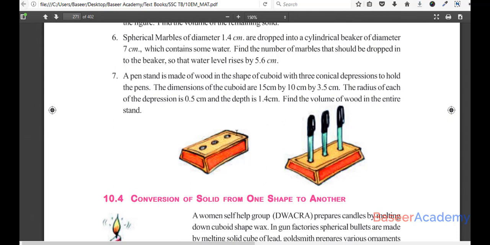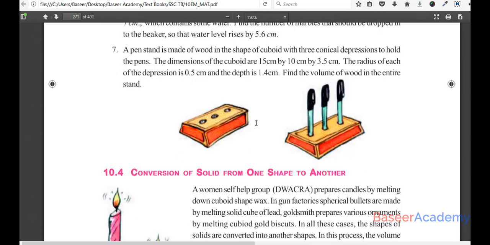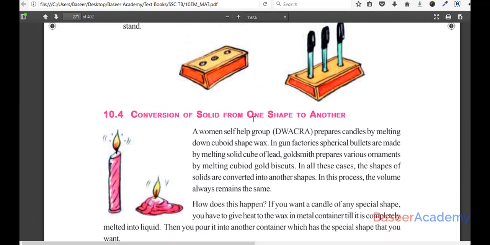Volume of the cuboid minus volume of these 3 conical depressions will give you the volume of the wood in the entire stand. That's your hint for the day. You can do it on your own.